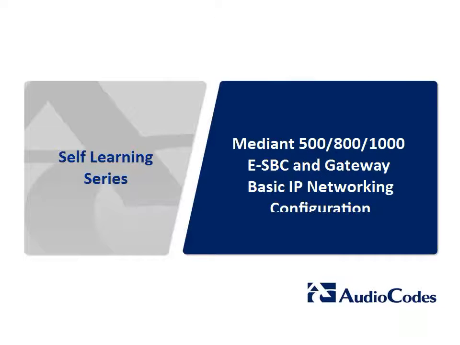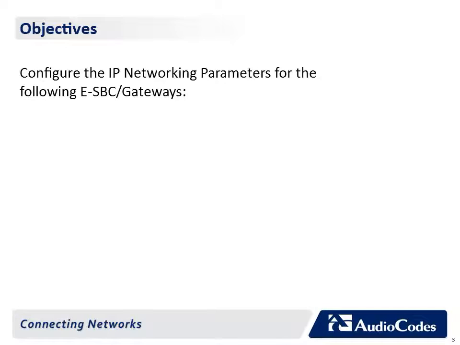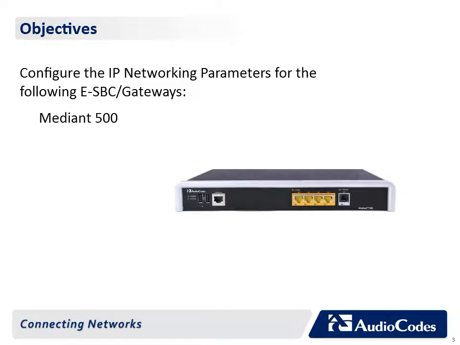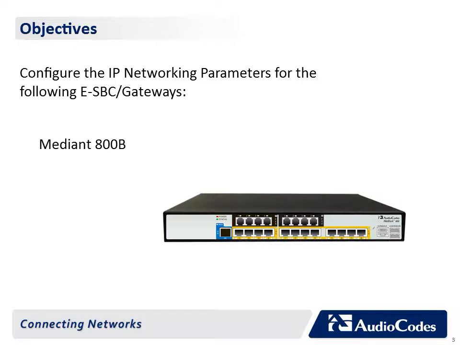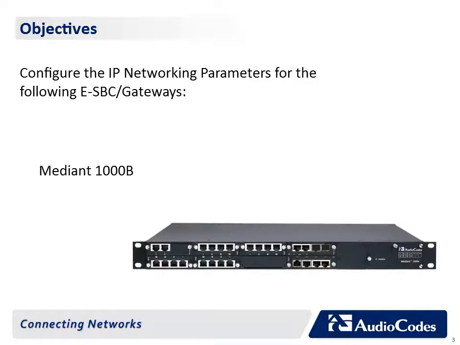The Mediant 500, the Mediant 800B and the Mediant 1000B basic IP networking configuration is part of AudioCodes self-learning series. The objective of this self-learning module is to know how to configure the IP networking parameters on the following devices: Mediant 500, Mediant 800B and Mediant 1000B.